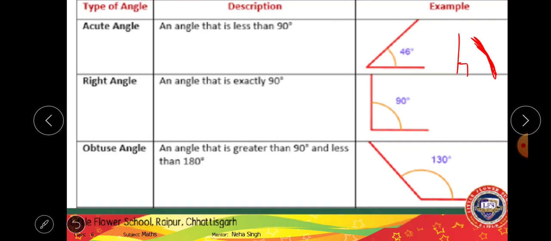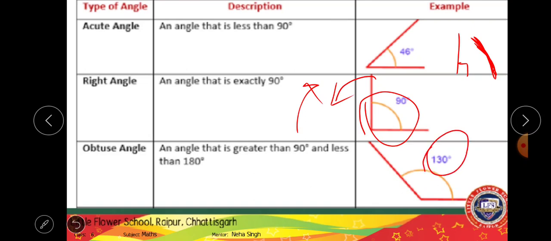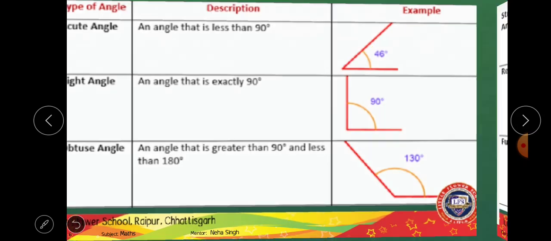Right angle, the angle which is exactly 90 degree, right? 90 degree, it is called right angle. Now the angle which is greater than 90 degree but less than 180 degree, that is termed as obtuse angle. That is, obtuse angle will lie between 90 degree and 180 degree, right? Suppose if 130 degree the angle is given, right? The 130 degree, it means the angle is an obtuse angle.